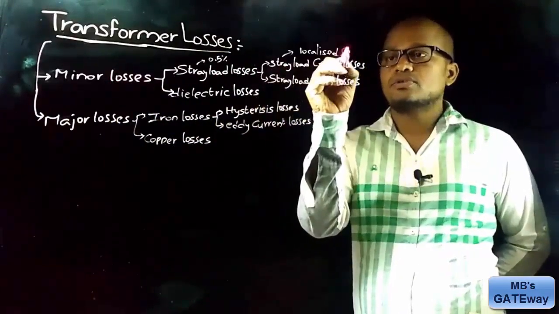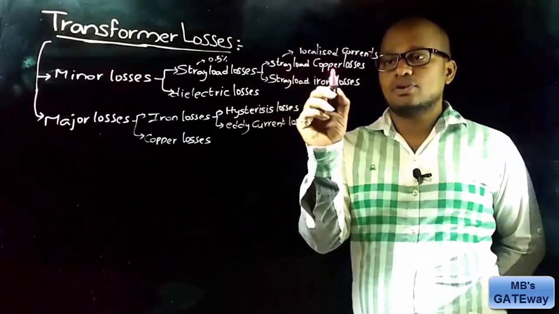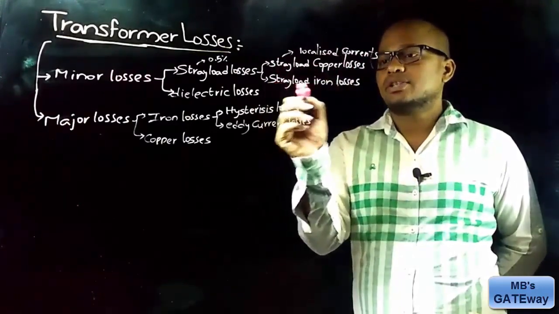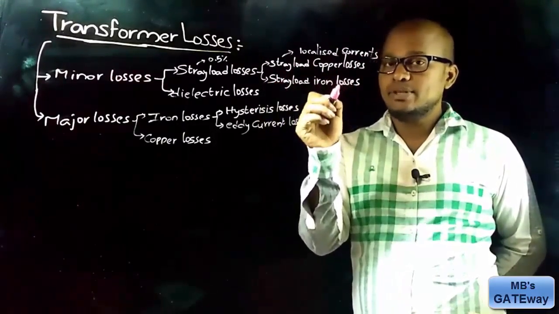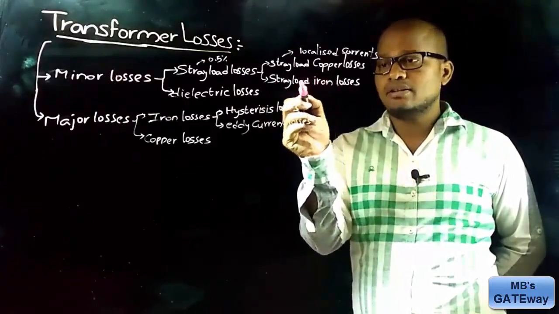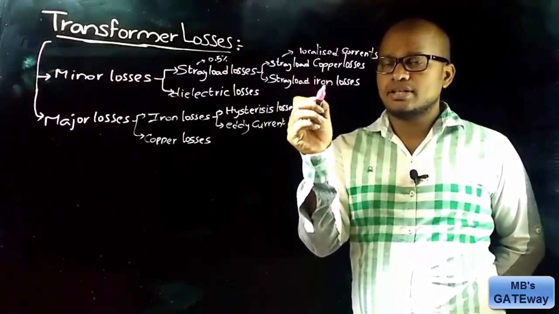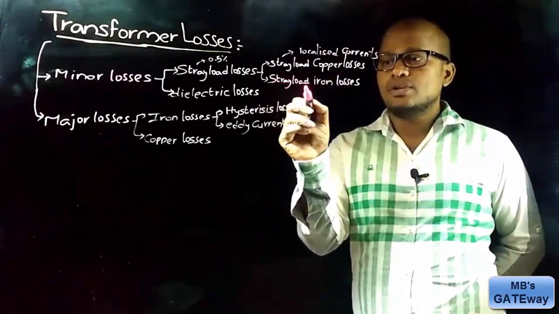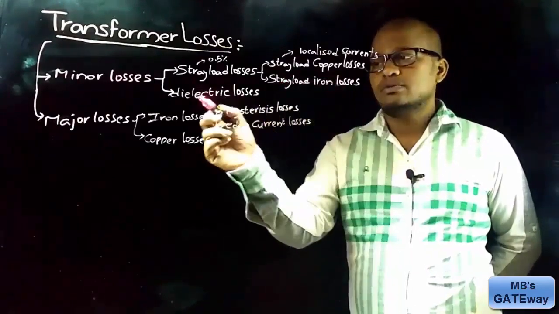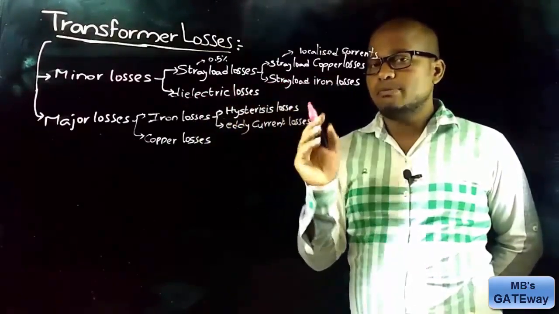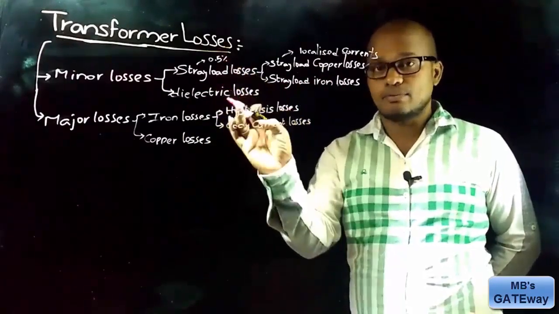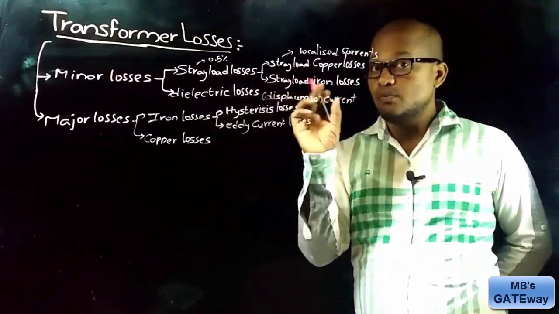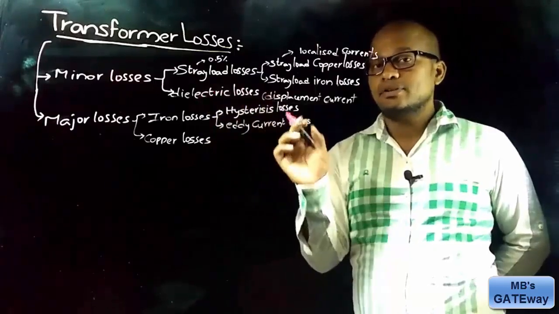These stray load copper losses are because of localized currents, and as the stray load copper loss depends on current, stray load copper losses come under variable losses. Stray load iron losses are because of the leakage flux linking with the metallic parts of the transformer other than the transformer core, that is bolts, nuts and other metallic parts. And as the stray load iron loss depends on the leakage flux, these stray load iron losses come under variable losses. Now coming to dielectric losses, these are because of the imperfect nature of the dielectric materials in the transformer, and these dielectric losses are due to displacement current. And as dielectric loss depends on the voltage, dielectric losses come under constant losses.